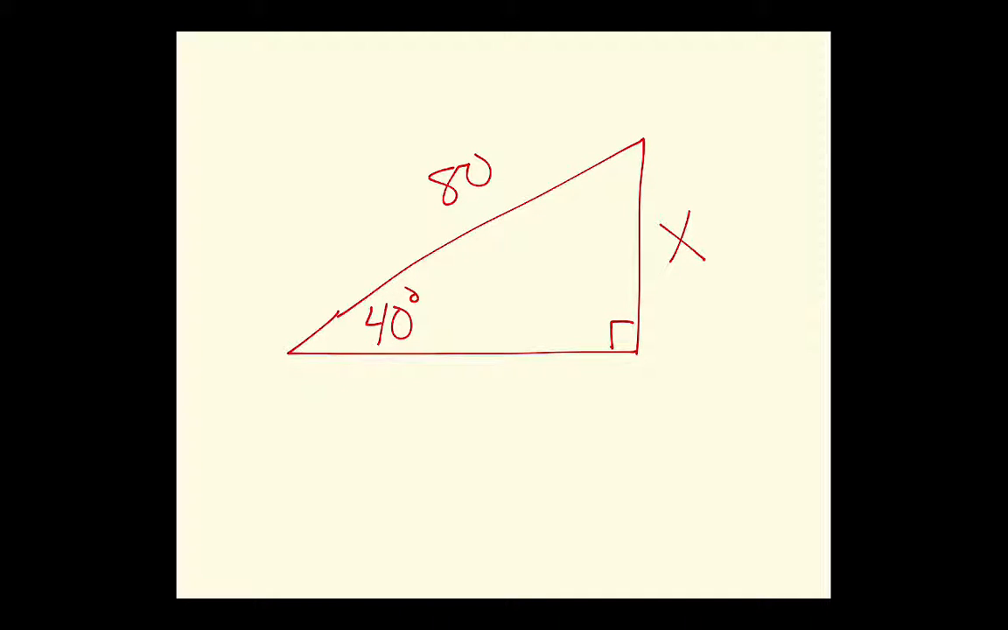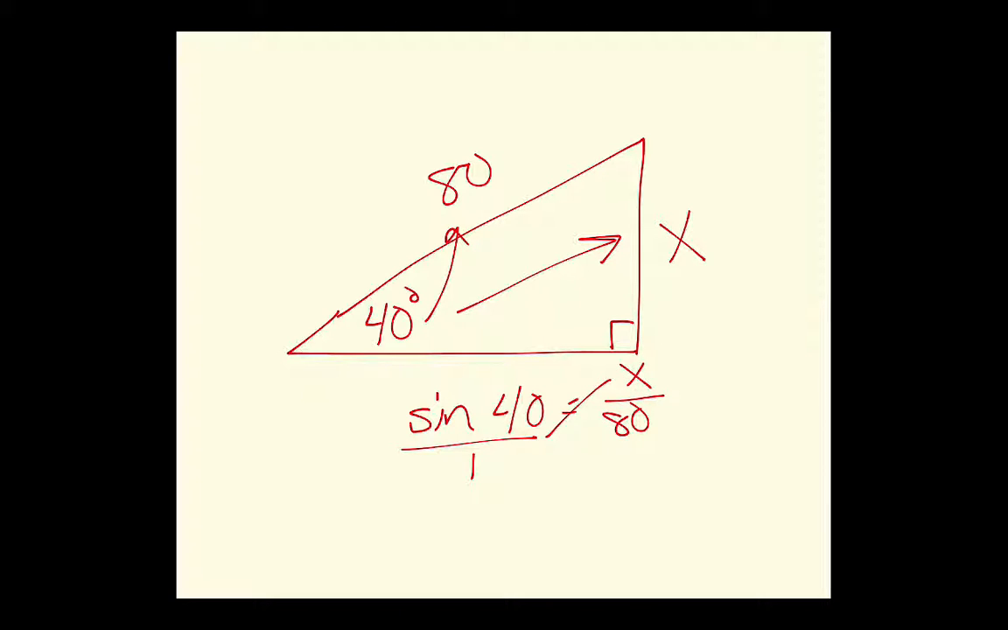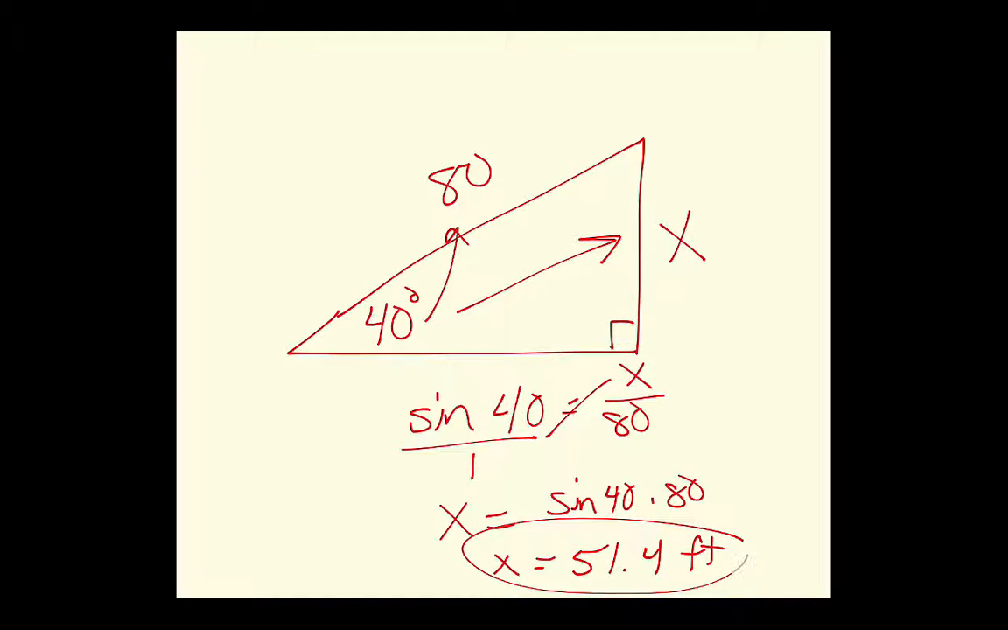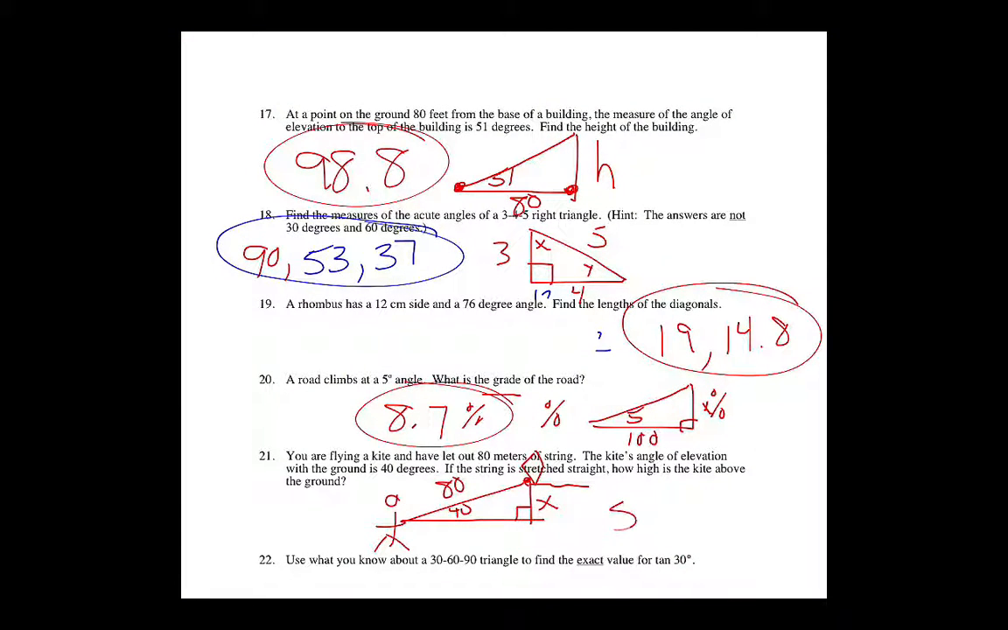So if that's a 40-degree angle, I want to know the height. Well, that's the opposite side and the hypotenuse. So the sine of 40 will equal the opposite side over the hypotenuse of 80. So think of that as over 1. X times 1 is x. I just need to take the sine of 40 multiplied by 80. And when I do that, I end up getting 51.4 feet above the ground. It's going to be 51.4.